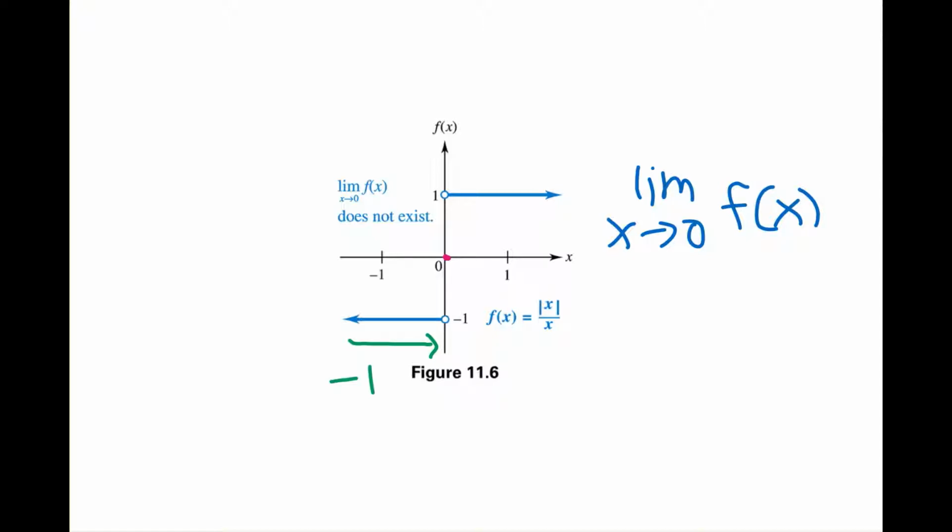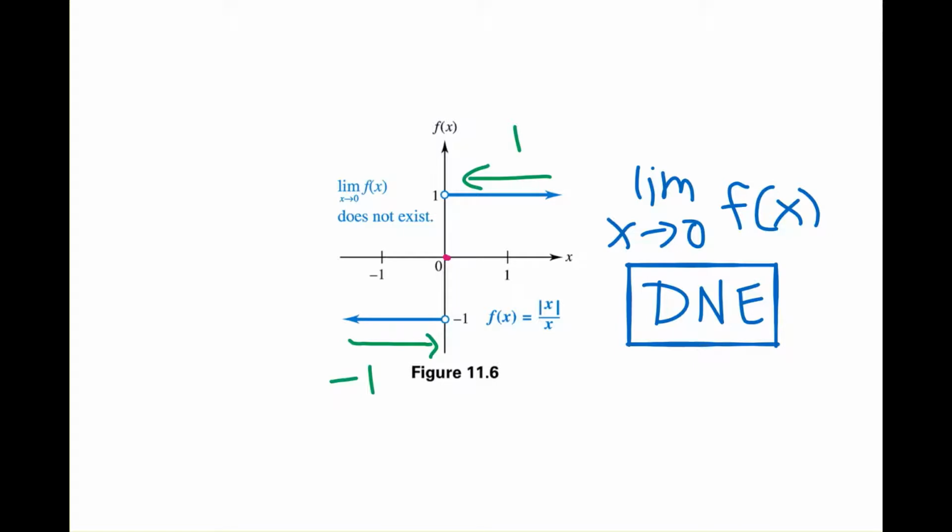Now let's look at the behavior to the right of 0. That's this behavior here. And as x approaches 0 from the right, the function values approach 1. So notice that we have one type of behavior coming in from the left and a different type of behavior coming in from the right. In order for the limit to exist, the behavior on the left must match the behavior on the right. So because this behavior does not match, we say that this limit does not exist.